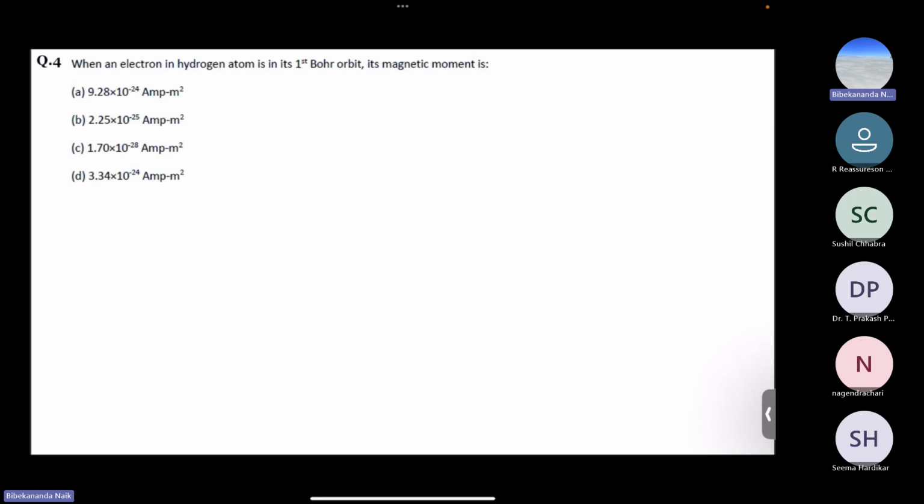Yes, can anyone tell me what will be the value of magnetic moment if the electron is in the first Bohr orbit?